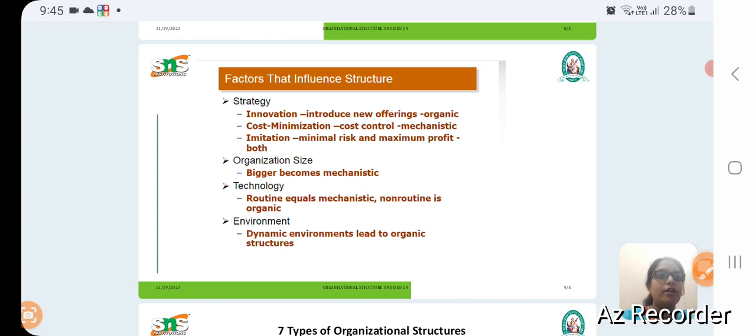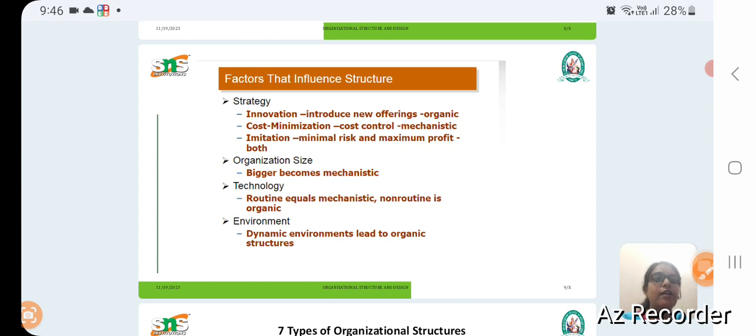Strategy, as we all know, is the functions we use to meet our vision and mission, like innovation, introducing new offerings, cost minimization, cost control. To achieve these measures, we follow some functions or guidelines, that is known as the strategy. Next is organization size. Whether the organization is a big organization, whether it is an MNC, or it is a small organization. That is the organization size.